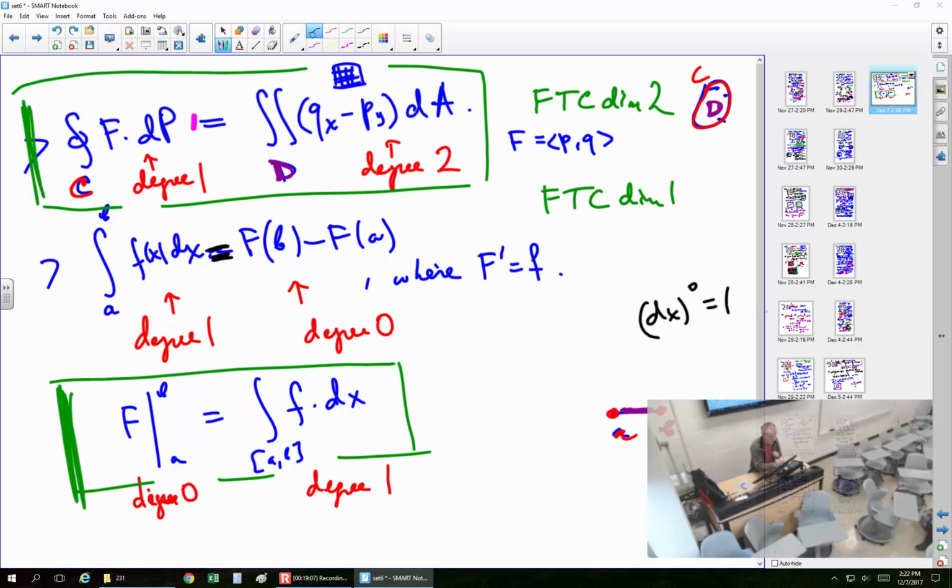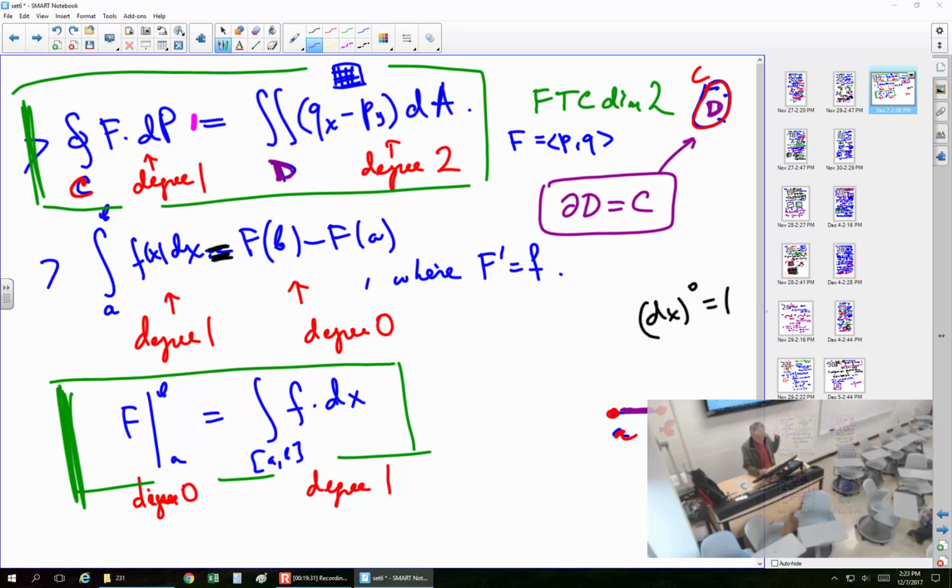The letter used for the notation for boundary is this curvy D. So ∂D is equal to C. That's the notation for this picture. The boundary of this region D is C, the curve. So the boundary of this two-dimensional region is the curve C.